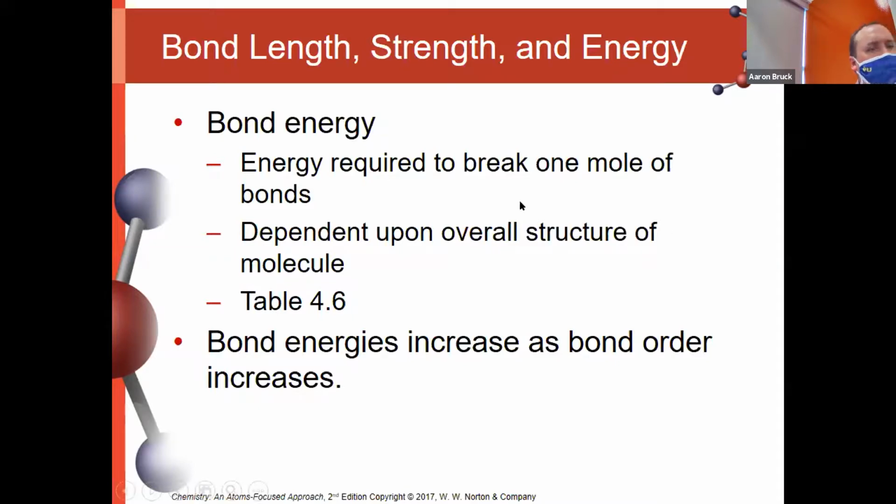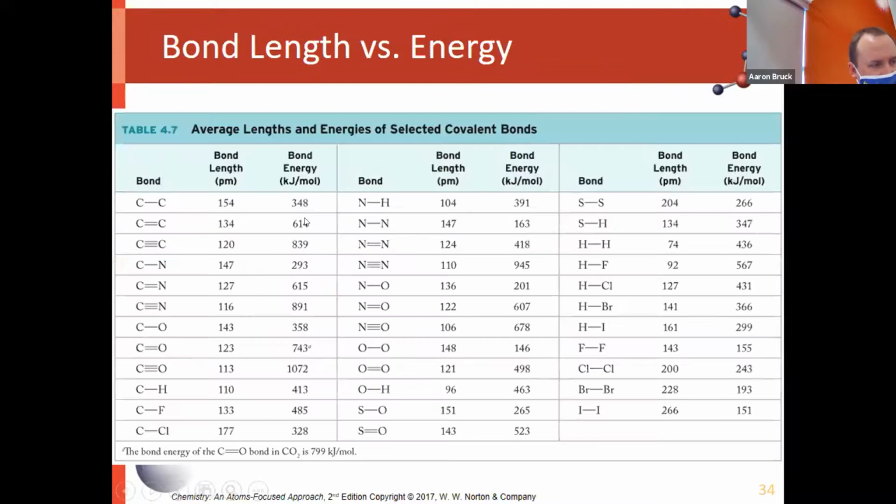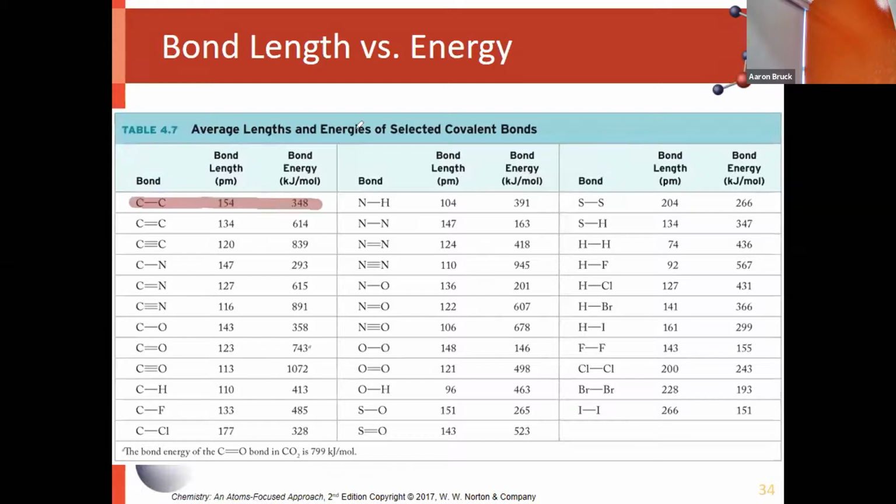Now, all of these can be summarized in a chart just like this one. So this is table 4.7 out of a different textbook. In your textbook, I do believe it is table 4.6. The idea in either case is the same. We can evaluate and compare a couple of different scenarios.